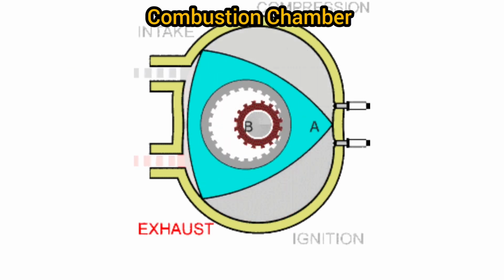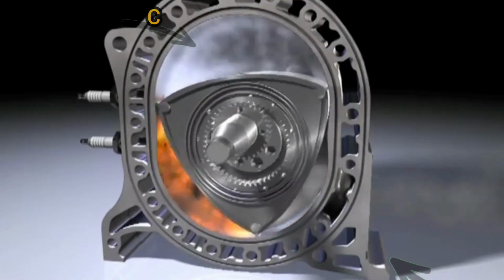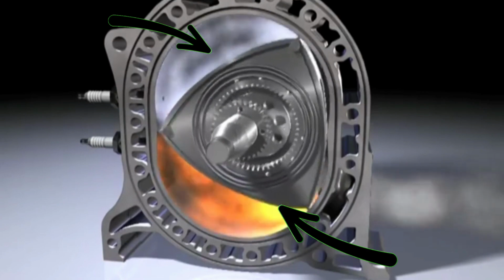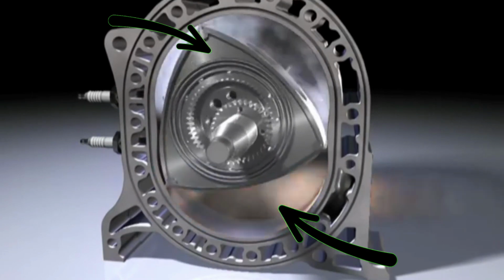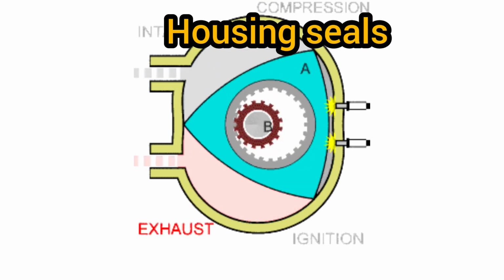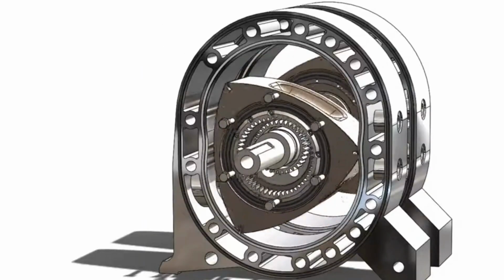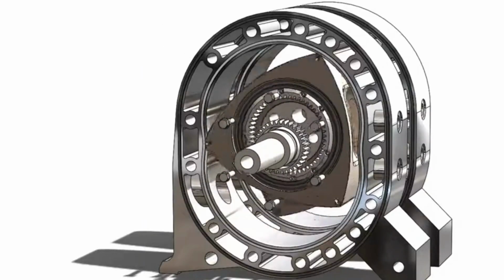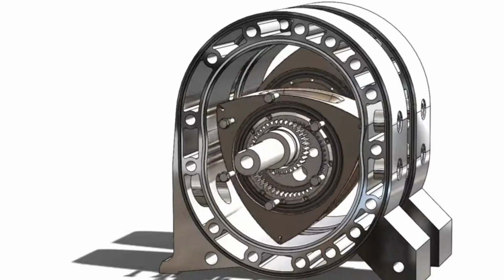6. Combustion chamber, the space created by the rotor's movement where the air-fuel mixture is compressed and ignited to produce power. 7. Housing seals. These are gaskets or seals that prevent leakage of air, fuel, or exhaust gases from the engine.